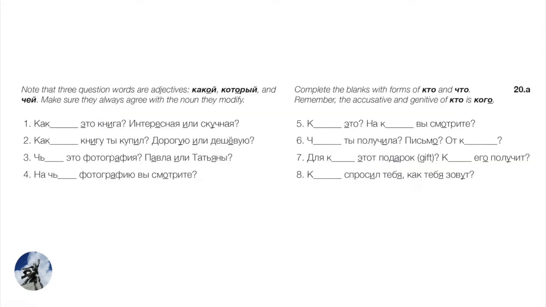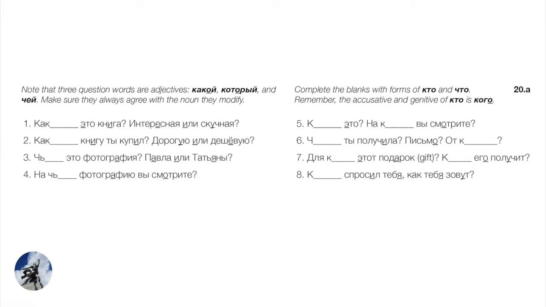Okay, let's ask a few questions, starting with the adjectival forms, какой, который, and чей. Okay, we just need to remember that these three question words are adjectives, right? And we learned already that once an adjective, always an adjective, right? These words can only act as adjectives. That means they're going to modify a noun, and they're going to need to agree with that noun in terms of gender. Right, so let's ask number one, what kind of book is that? Is it interesting or boring? Okay, книга. So we need какая. Какая эта книга? Интересная или скучная?